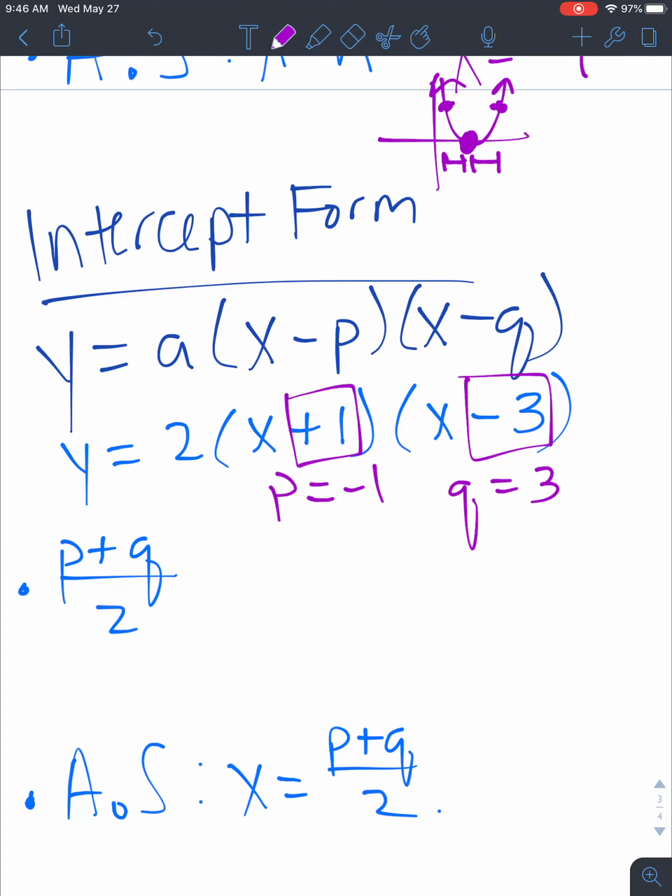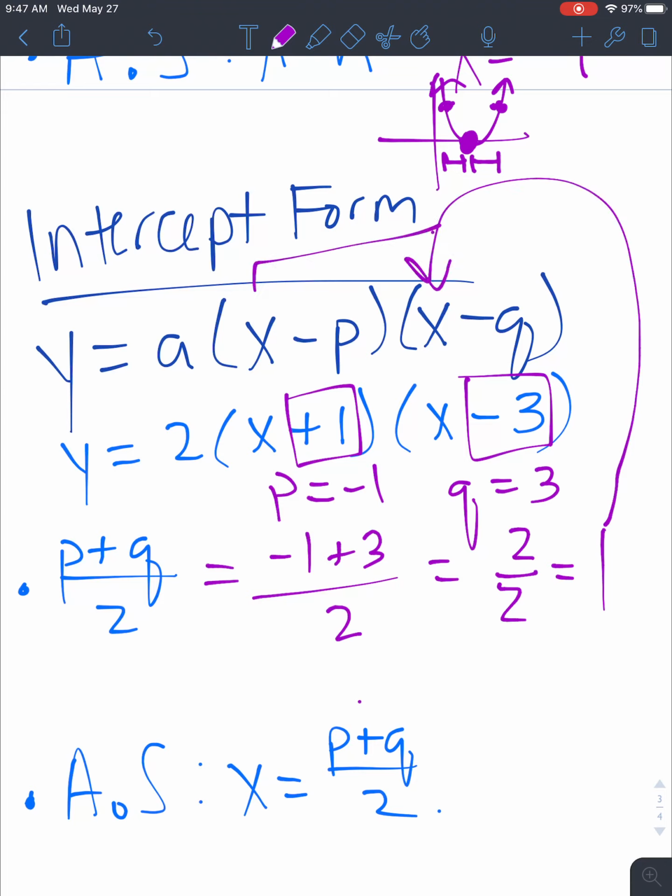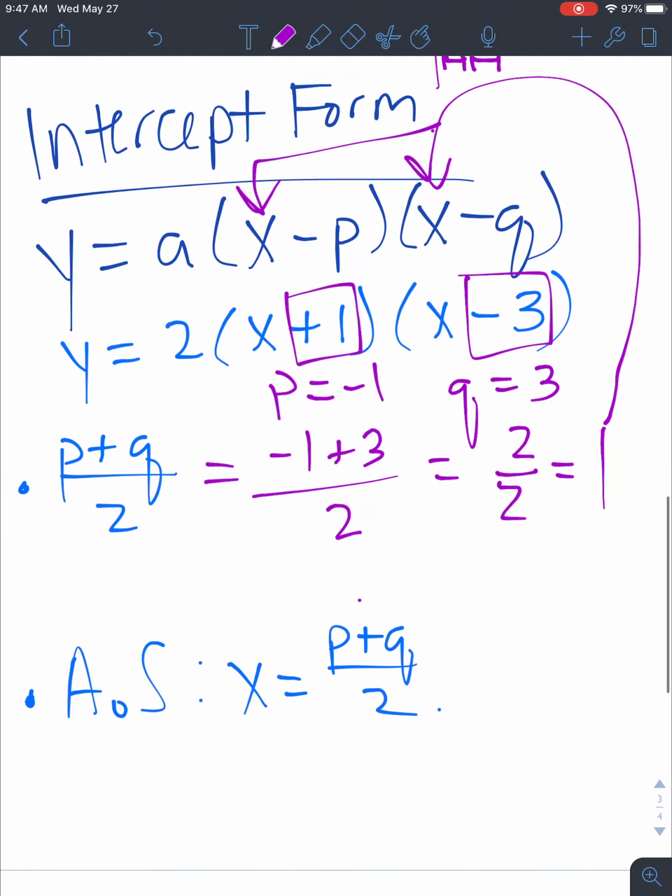Now, to find the vertex, you always do p plus q divided by 2. And then you plug that back in for x, right? So if we were to do that in this example, well, we have p is negative 1 and q is 3. All right, so we have negative 1 plus 3 divided by 2. Negative 1 plus 3 is 2. So we're left with 2 divided by 2. And 2 divided by 2 is just 1. All right? So that would be the x value of your vertex. You then have to go in and plug this 1 into your equation for your axis. All right? And that's how you'd find the y value of your vertex.